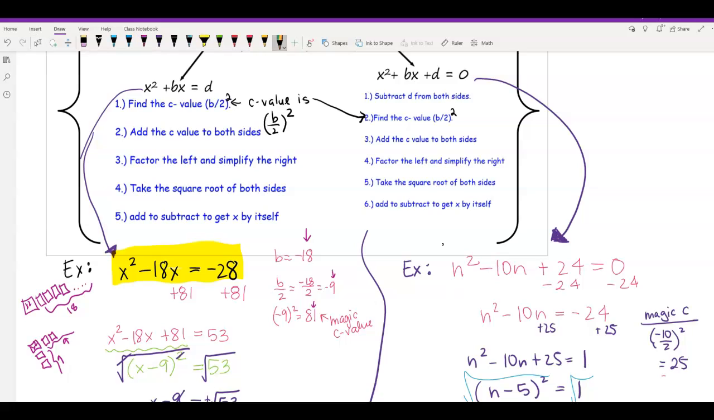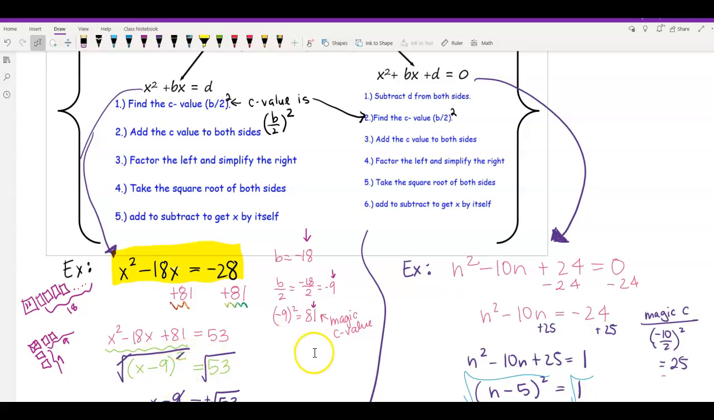So then you'll see I took that 81 and I added it to both sides. Remember, I want to add it to the left side so that that's nice and factorable. And I have to add it to both sides because it's an equation. So I go through, I have x squared minus 18x plus 81 on the left side, and then I simplified negative 28 plus 81. That's how I got my 53. This x squared minus 18x plus 81 is one of those perfect square trinomials. So it should factor to x minus 9 squared.